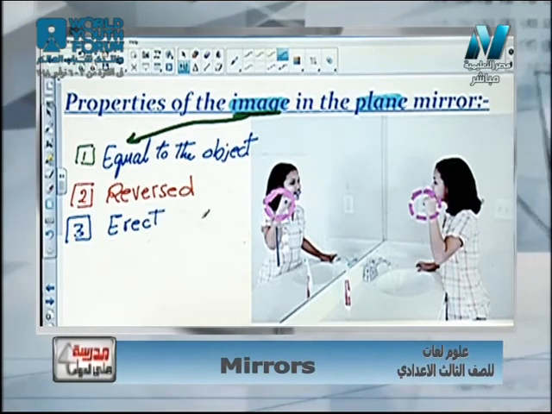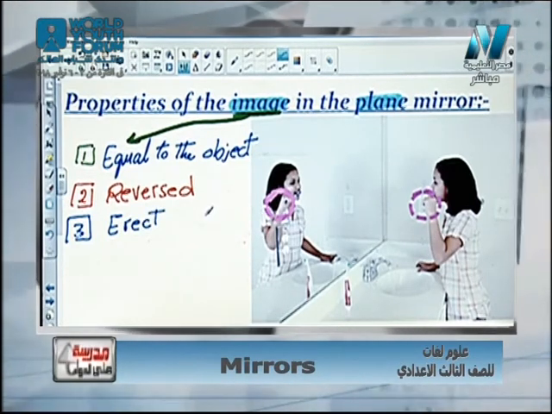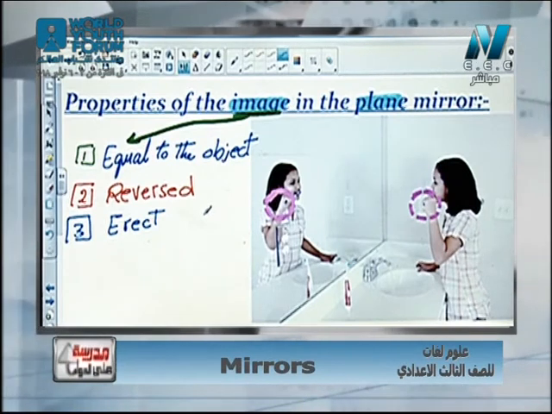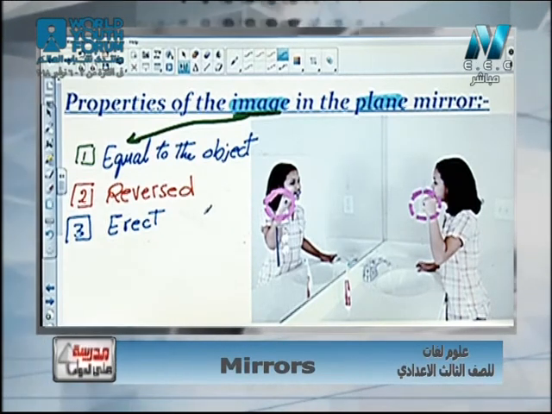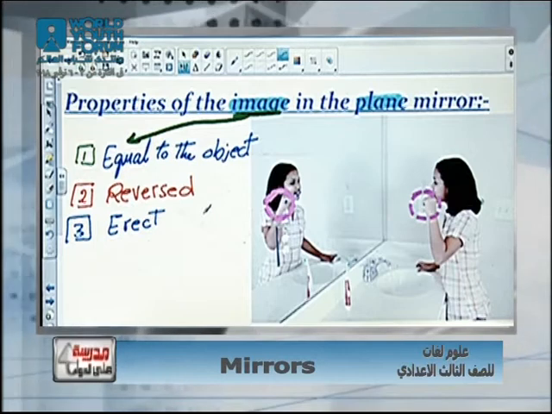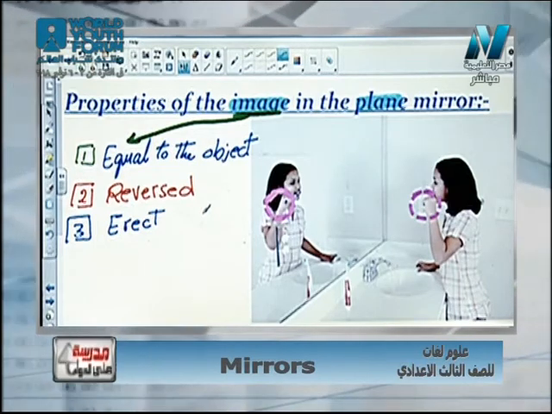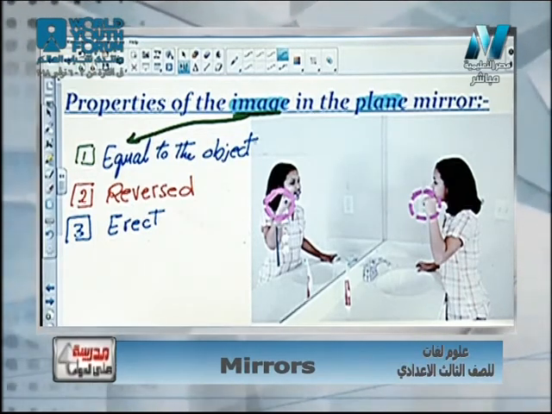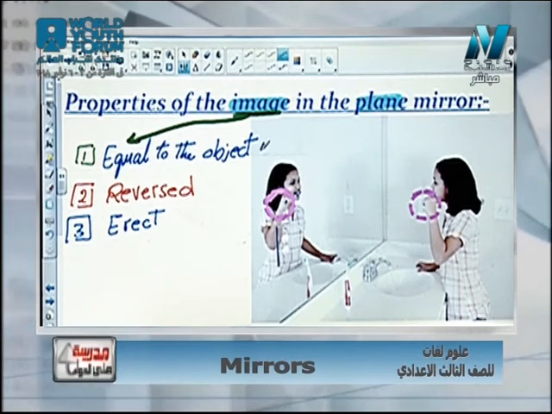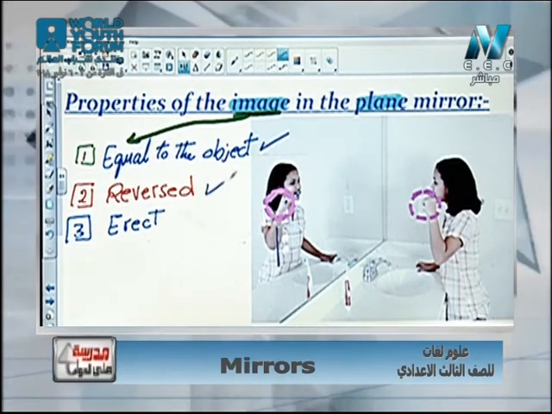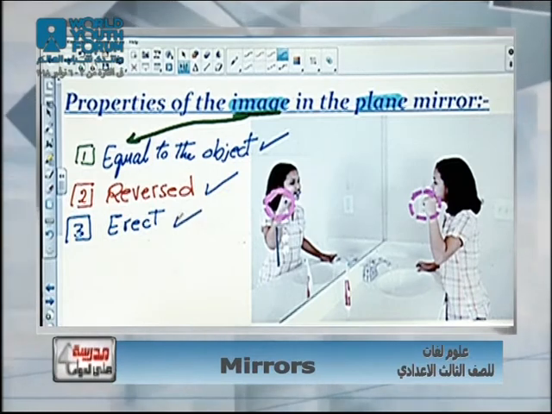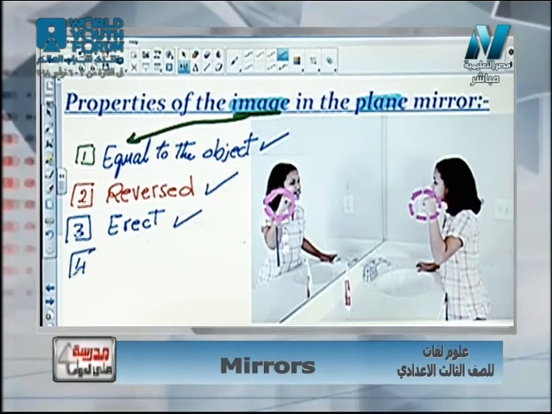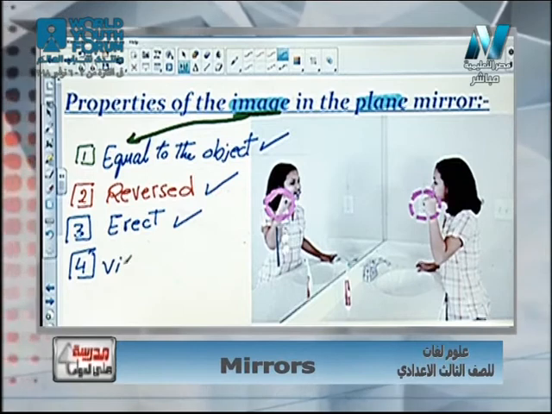Number three, image is erect. Erect, which means upright. الصورة as your position. يعني as you stand up, your image standing up. You sit down, your image is like you. So number one, image is equal to the object in size. The image is reversed, the image is erect, and number 4, the image here is virtual.